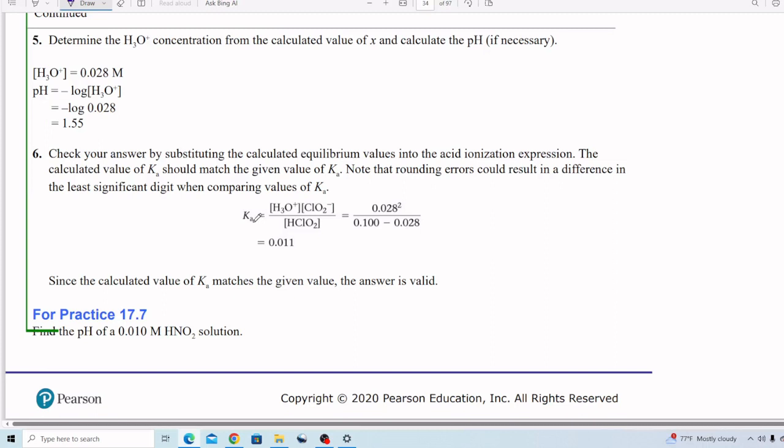The Ka, if we recalculate, we can plug in the values for X and the acid concentration at equilibrium, and we get 0.011, which is equal to the K that we used. So therefore we can conclude that we got the correct answer for X and therefore the correct answer for our pH.